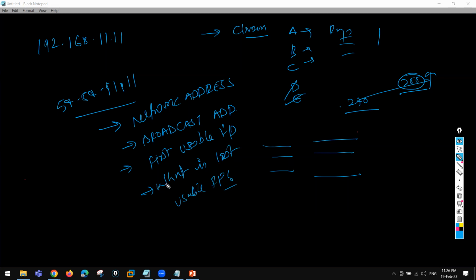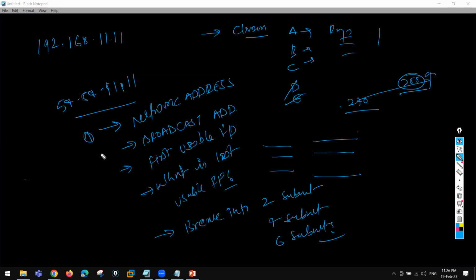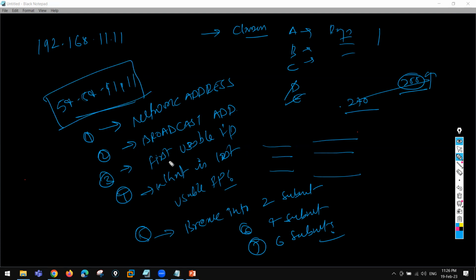And again, what you can add in this exercise: break it into 2 subnets, break it into 4 subnets, break it into 6 subnets. So 1, 2, 3, 4, 5, 6, 7. With one IP address of any range, you can do 7 exercises. Got the point? You make a note of it, and I'll give you a few examples, and then you can make a note of those, and then you can do as many as you want.